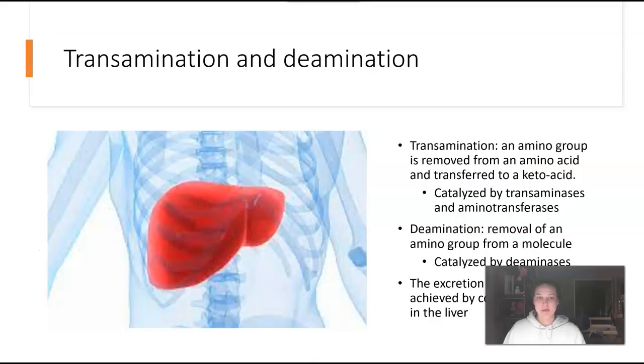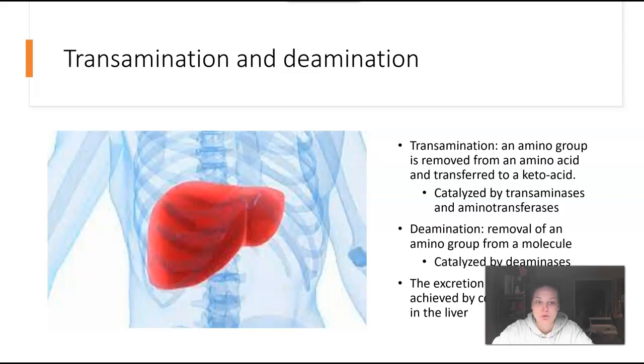So let's start off by going over the process of transamination and deamination. This is important in the concept of removal of ammonia from the body. Transamination occurs when an amino group is removed from an amino acid and transferred to a keto acid. This is catalyzed by transaminases and aminotransferases. Deamination refers to the removal of an amino group from a molecule, which is catalyzed by deaminases.